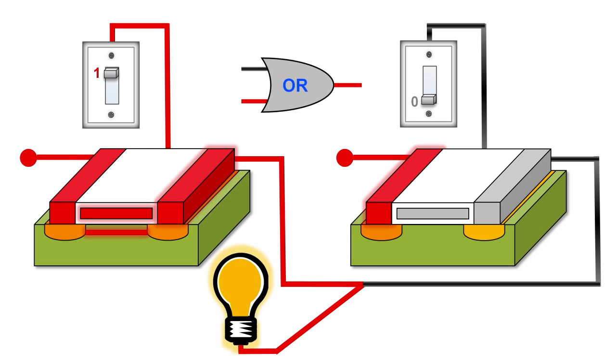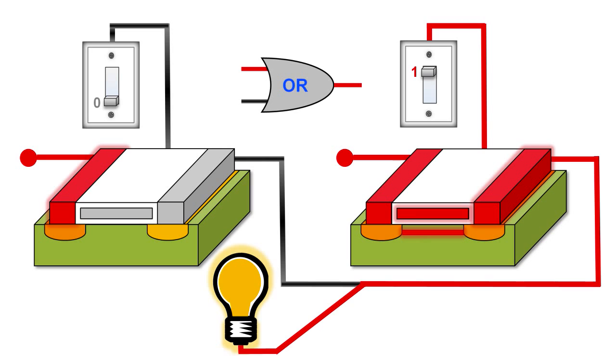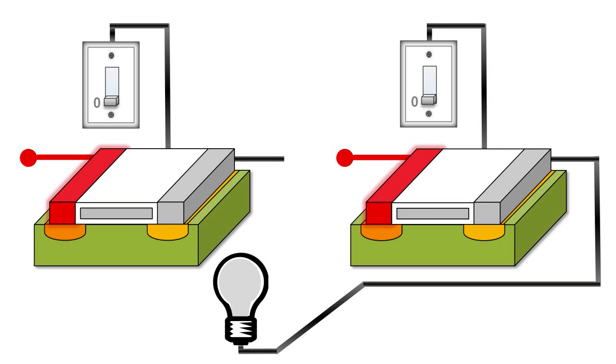Turn the left switch on, or the right switch on, or even both switches on, and the light bulb turns on. If you change the wiring so that the output wire of the first transistor runs to the input wire of the second transistor, then you've created an AND gate, which has this symbol.